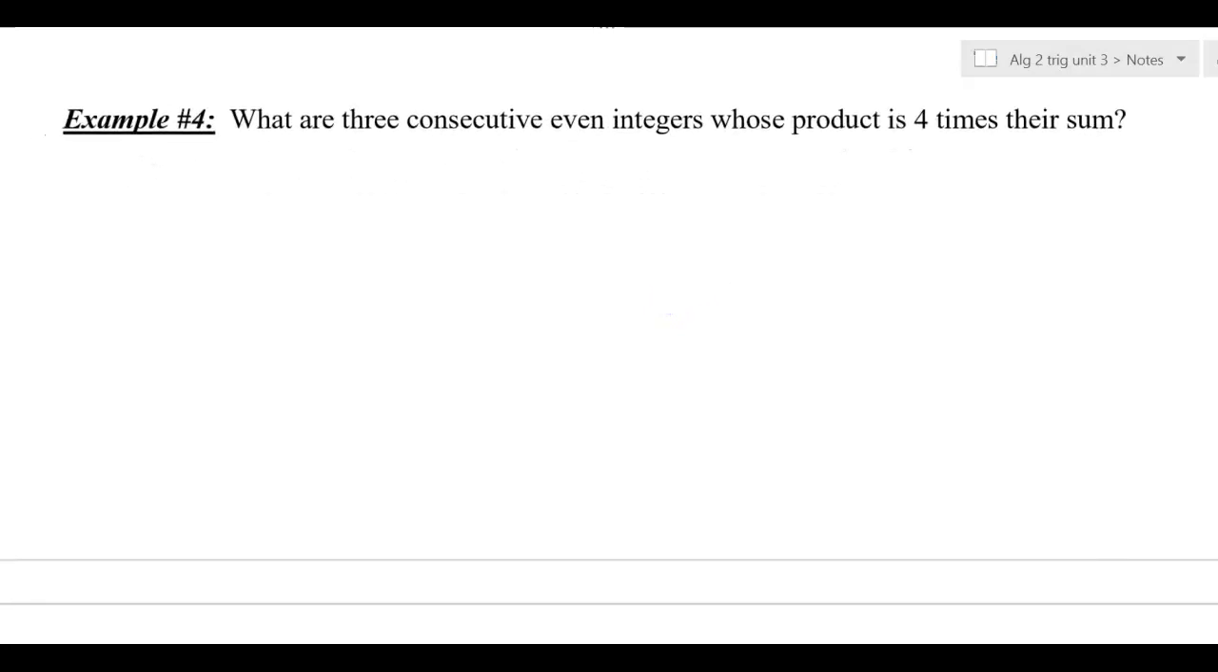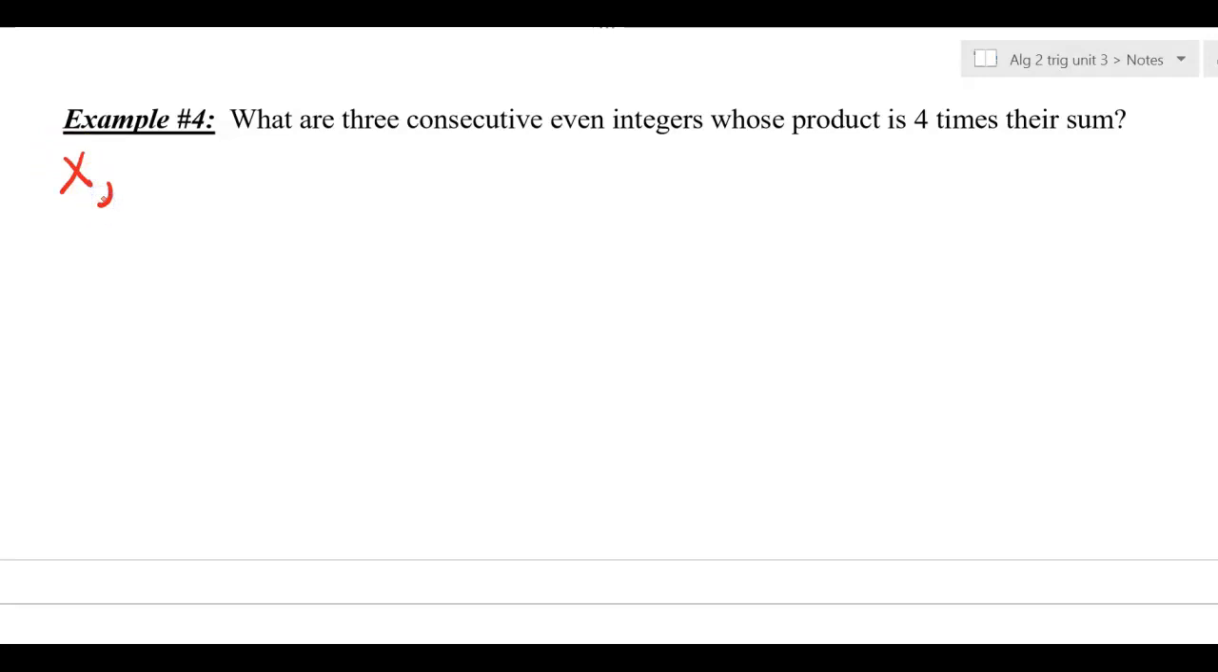All right, so this word problem says we might have to use our calculator to help us solve it. It just depends on if we get something factorable or not. So it says, what are 3 consecutive even integers whose product is 4 times their sum? Okay, so first setup. What are we trying to find? 3 consecutive even integers. So let's say we called the first one x. Fair enough?